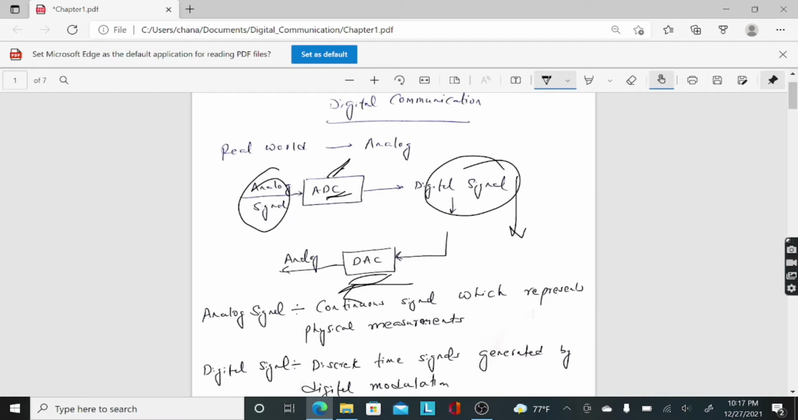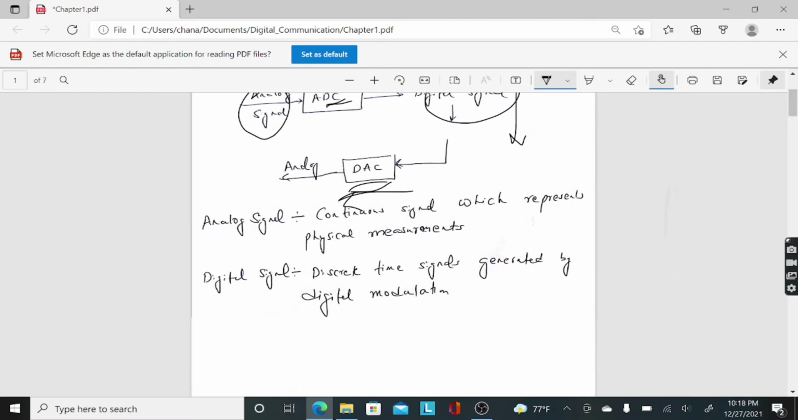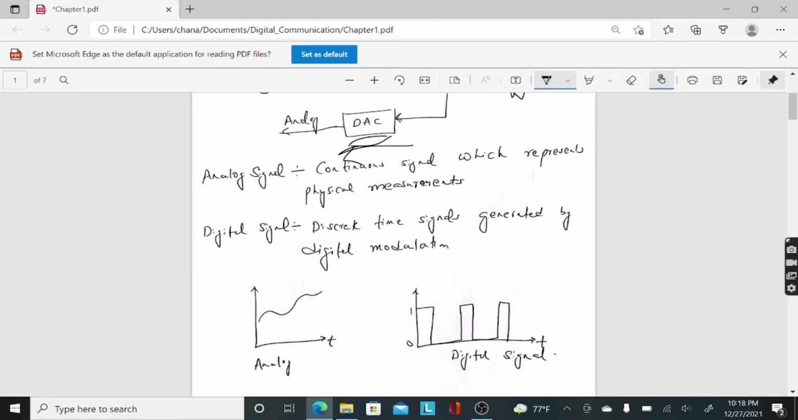So you might ask, why go through all this hassle of converting to digital signal, transmitting it, and then converting it back to analog signal? Why not directly transmit analog signal? The reason is there are various advantages of digital communication.